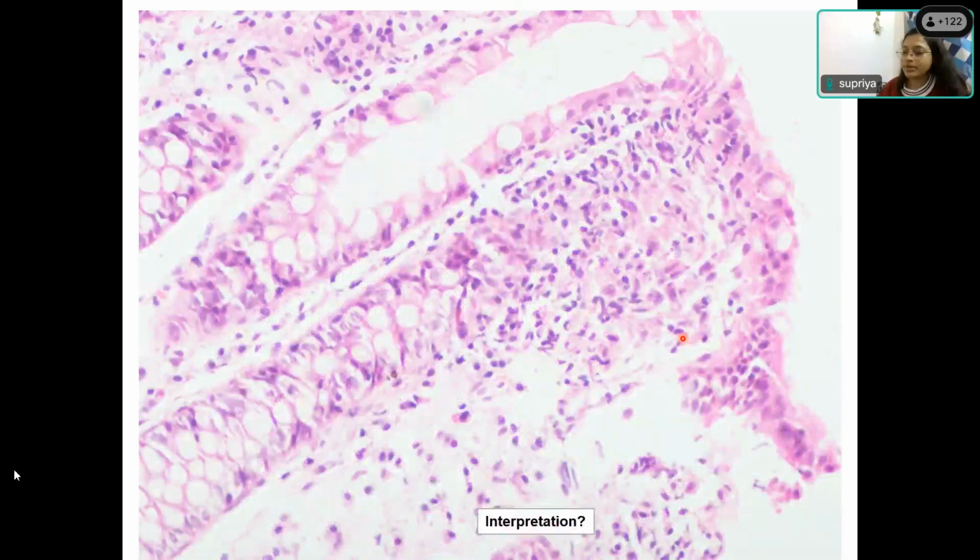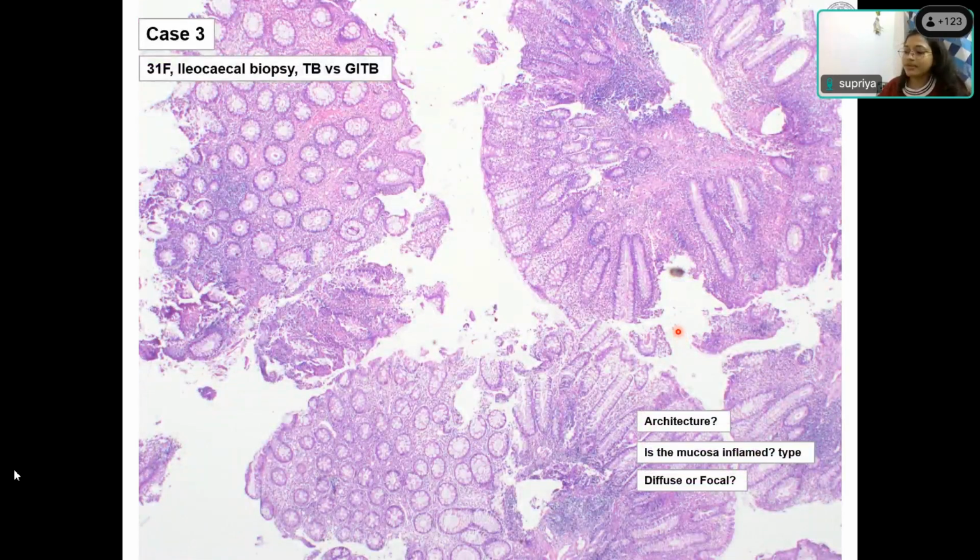Where on further magnification, I could appreciate mixed inflammatory cell infiltration in the lamina propria. Before you go ahead, can you see my screen?